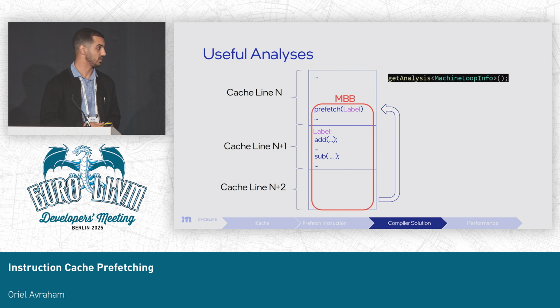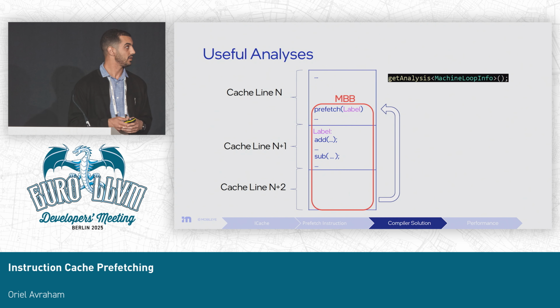Otherwise, we are going to cause something called cache pollution. We are going to evict things that we still need from the cache, replace them with other things. We don't want to do that. So in this scenario, we want to avoid inserting the prefetch instruction because it's not always beneficial. And the way to do it is to use the machine loop info analysis provided by LLVM. We can use this analysis to answer the question whether this basic block is part of a loop or not. And if so, we can decide whether we still want to insert this prefetch instruction.